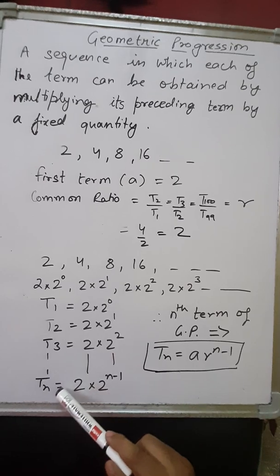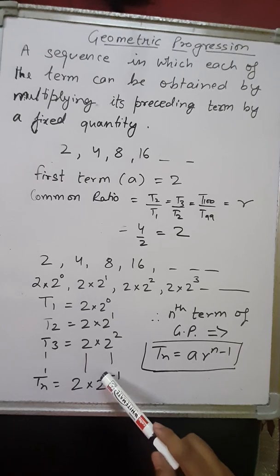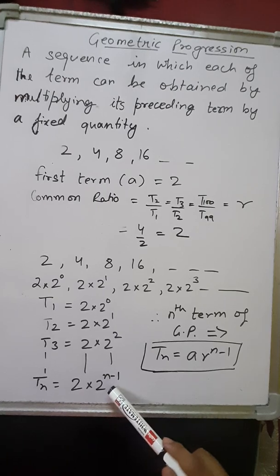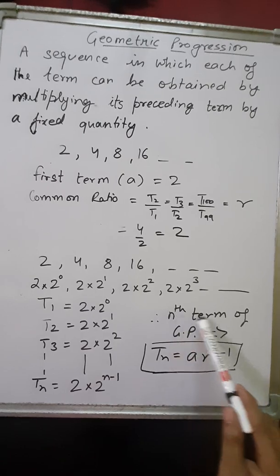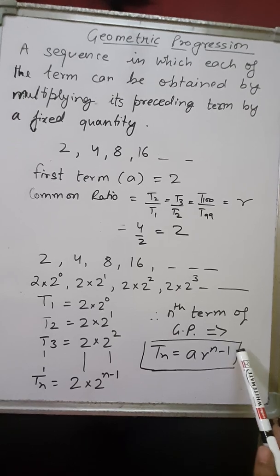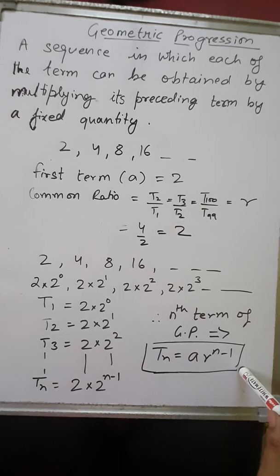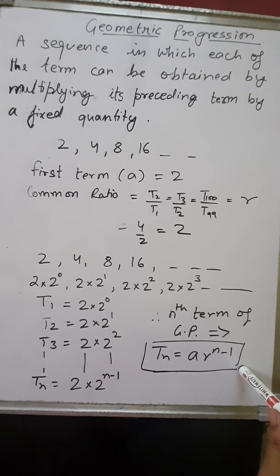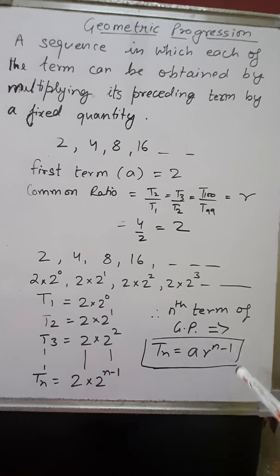That means we can say that for the nth term of the sequence, it will be 2 into 2 to the power n minus 1. When n is there, the power will be 1 less, the power will be n minus 1. So for finding the nth term of the geometric progression, that will be Tn equals a r to the power n minus 1. So this way we can obtain the formula for finding the nth term of the geometric progression. Right children? Understood? The first term, the common ratio and the nth term of the geometric progression. Right children? Note down please.